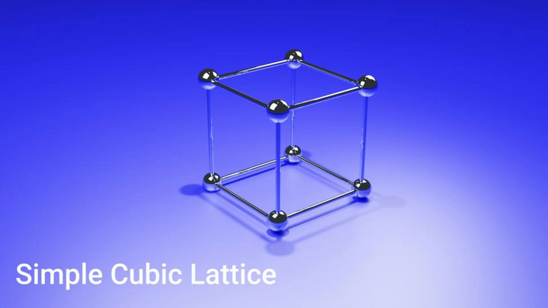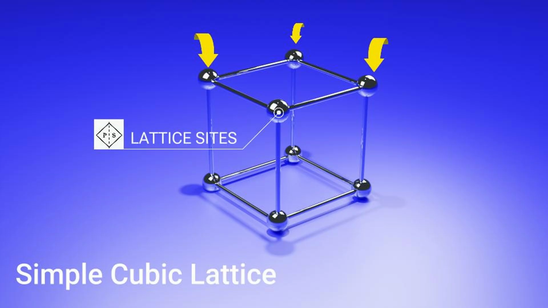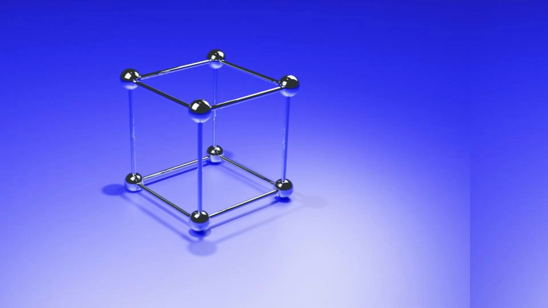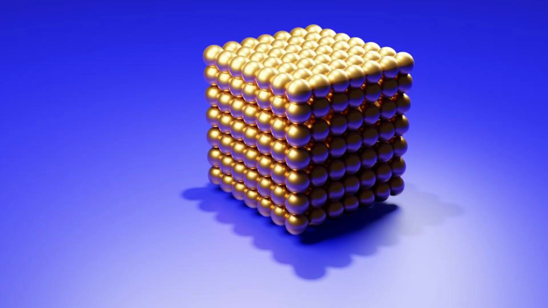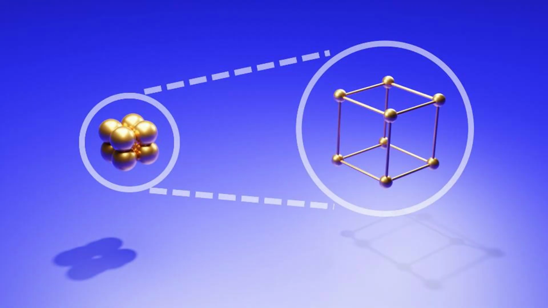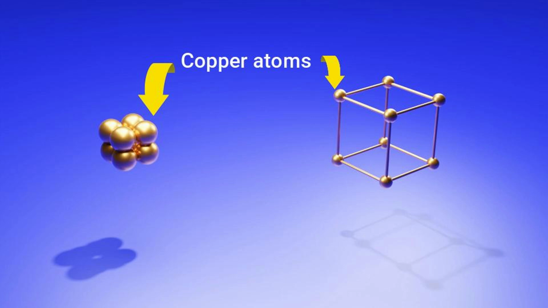Let us consider the simple cubic lattice here. The points at the corner are referred to as lattice sites. These are the locations where the atoms or molecules are present. For instance, let us consider a cube of copper metal. The cube is made from numerous copper atoms arranged in a simple cubic lattice. If we take a closer look at the lattice structure, we could see that each copper atom is located at the vertex of the cube, which we refer to as the lattice sites.